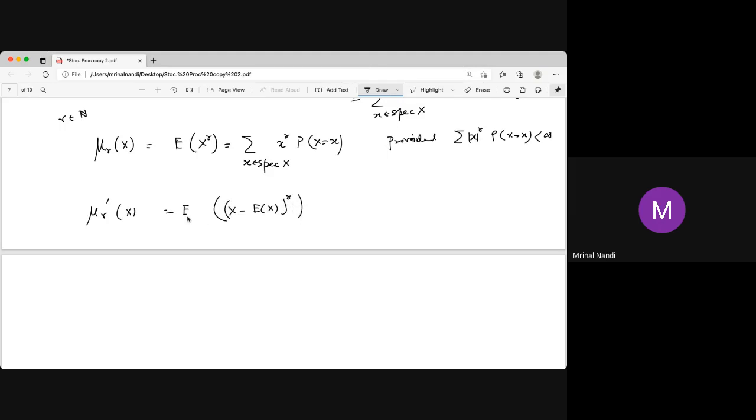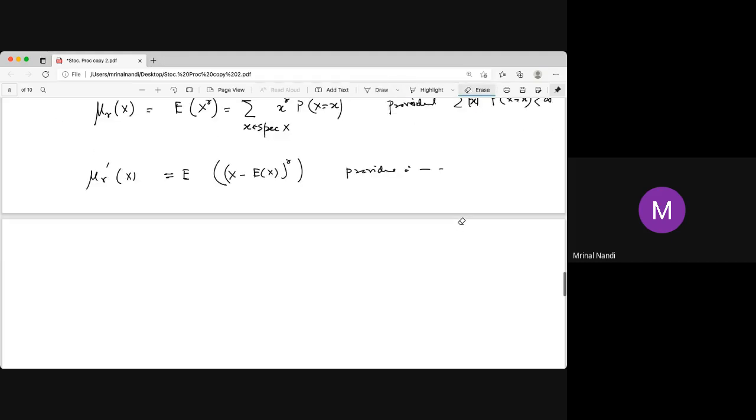Again, this is defined provided that the mod value is absolutely convergent. So these are the different moments, raw moments, and similarly you can define the skewness. Kurtosis is defined in the same way: the fourth central moment divided by the second central moment whole square is the kurtosis. We know these theorems and definitions.